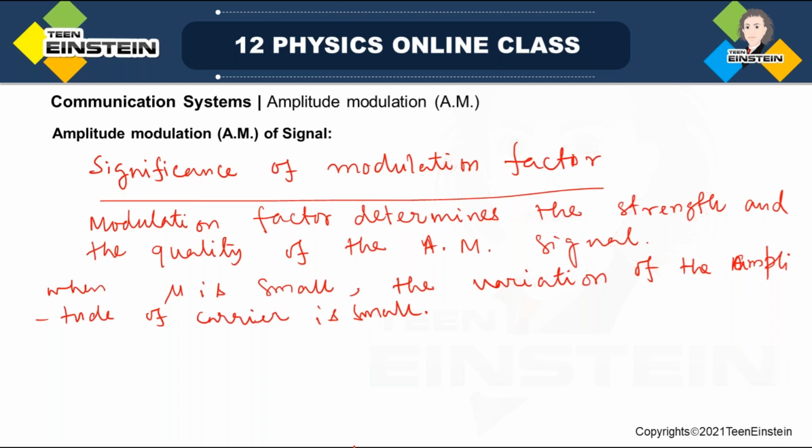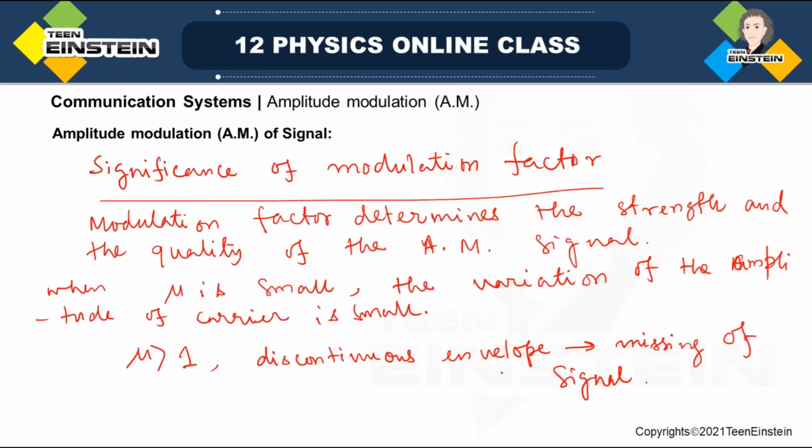And similarly, when the modulation factor is greater than 1, when mu is greater than 1, there will be missing of negative peak of the modulating signal, or we can say there will be discontinuous envelope, which implies missing of signal.